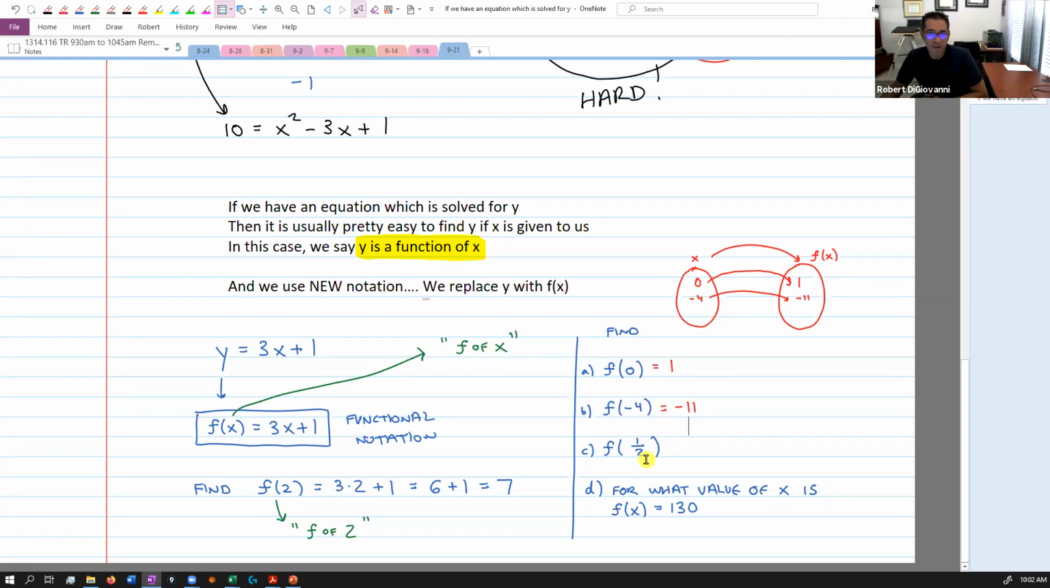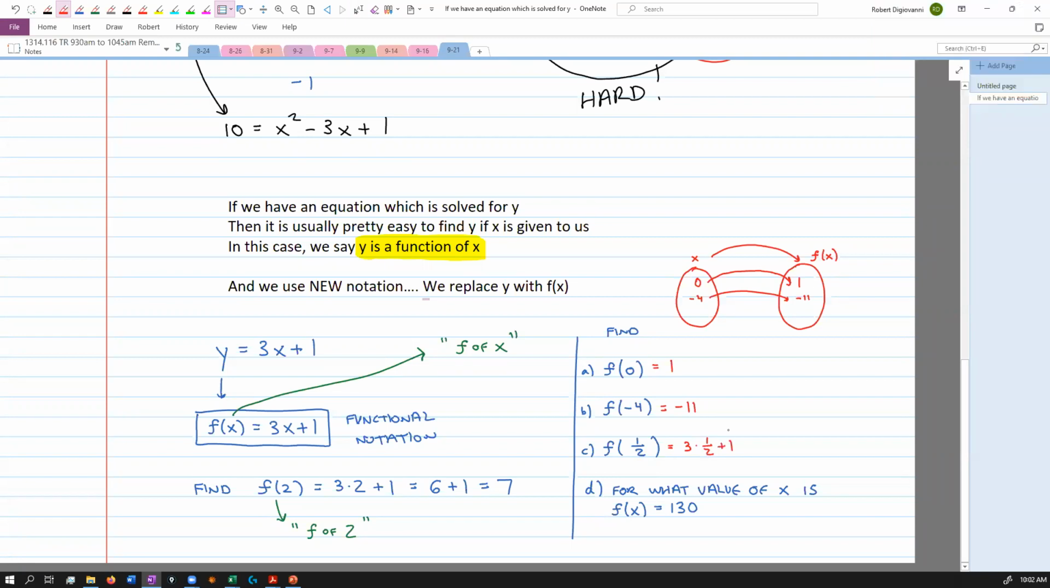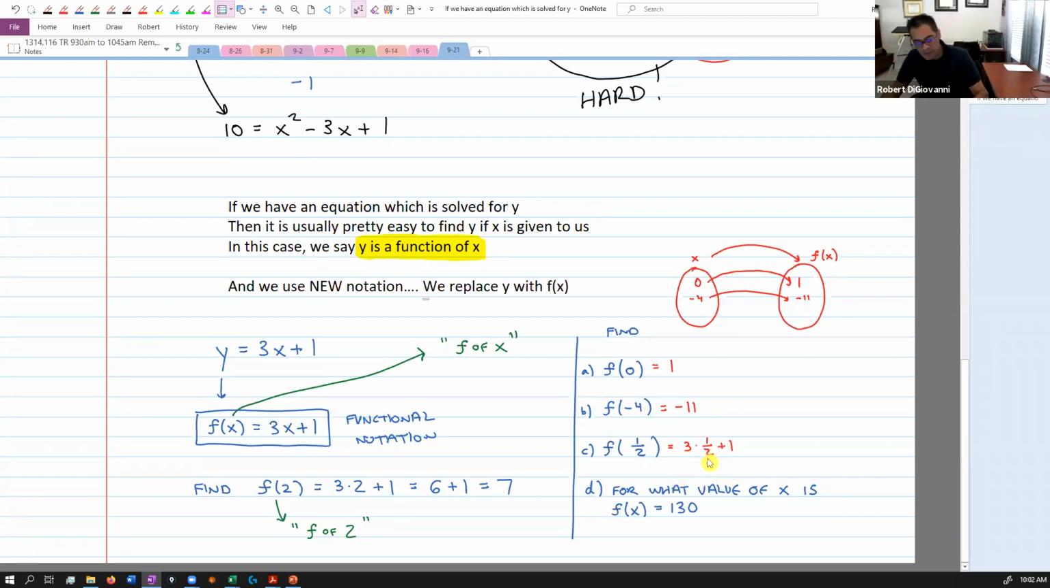Did anyone do the half yet? Yes, 5 halves. 5 halves? Let's do this one. You're doing 3 times 1/2 plus 1, right? That's what we're doing. So 3 times 1/2, look at 3 as being 3 over 1, just multiply straight across. 3 times 1, 1 times 2. So this should just be 3 over 2 plus 1.